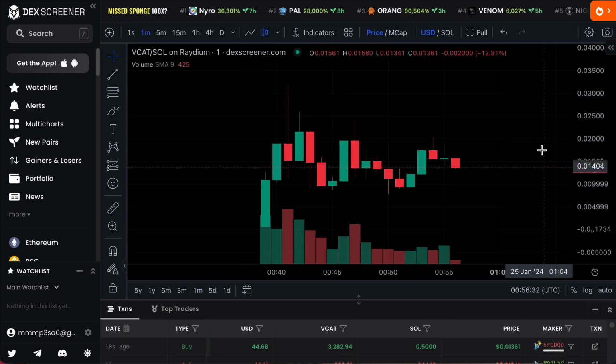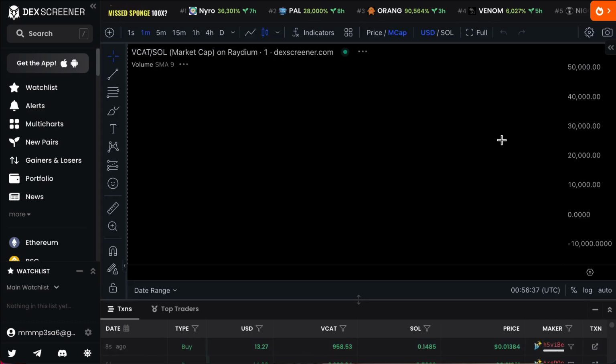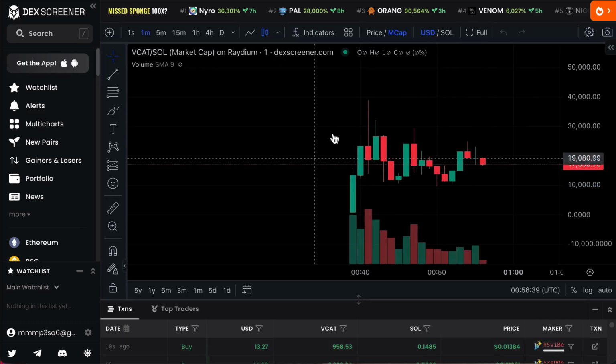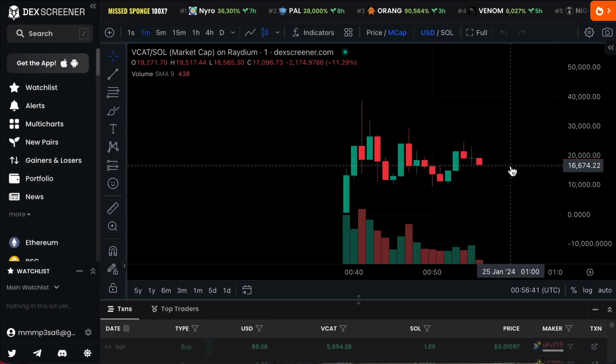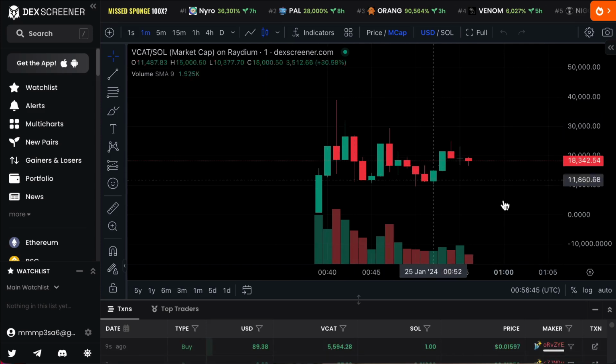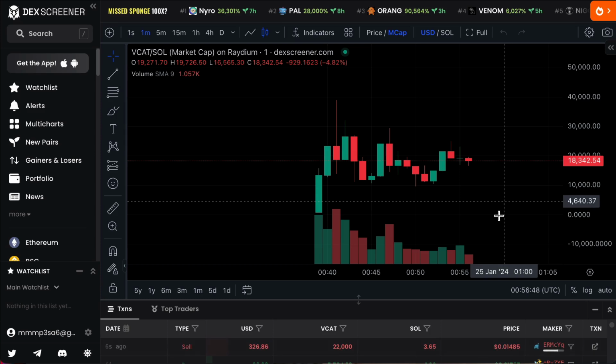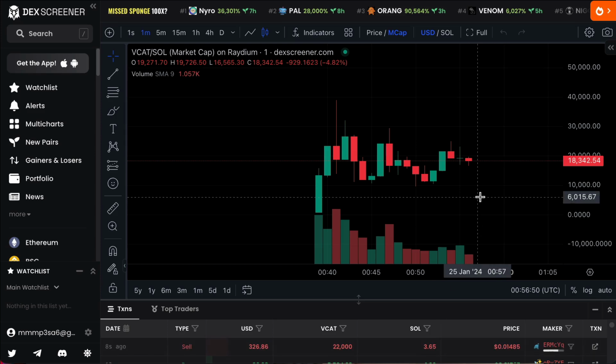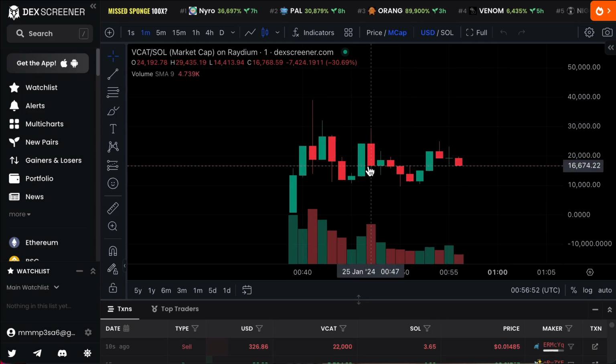Now, the chart looks nothing interesting. We're going to switch it to market cap as we usually do. And there's no socials or anything, so I doubt this is going to go anywhere unless there is something in the background that I've not checked. But obviously, I've not fully researched this, which is fair enough. Now, looking at the price action, let's go onto a 1 second chart.